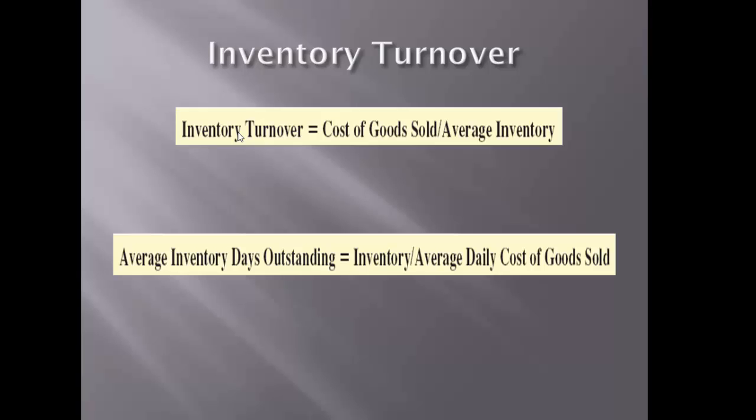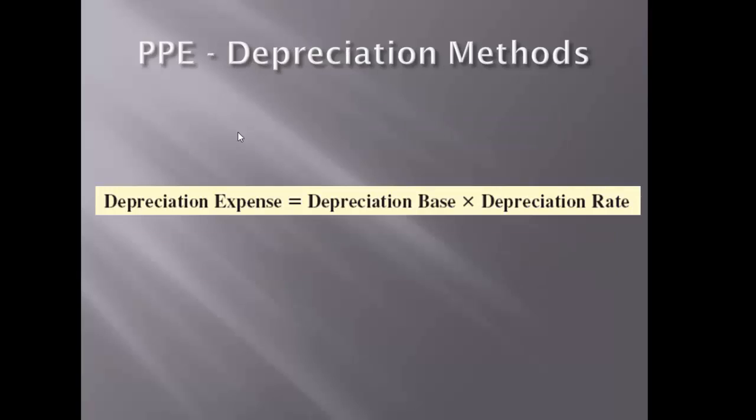Let's now look at property, plant, and equipment. Now note that as property, plant, and equipment are used up, the cost is removed from the balance sheet and transferred to the income statement as depreciation expense.